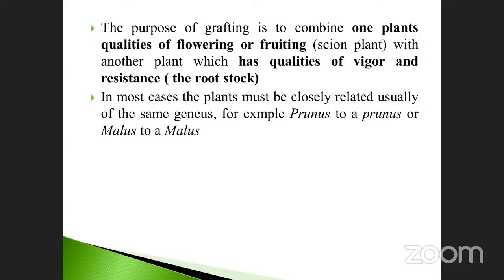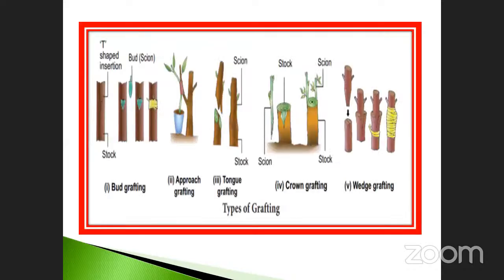Likewise, here also the plants must be closely related, usually the same genus. For example, Prunus to Prunus or Malus to Malus. That is very, very important here. You have to know these three points, which are mostly asked in the NEET question paper. Okay, go to the next one. These are the things.